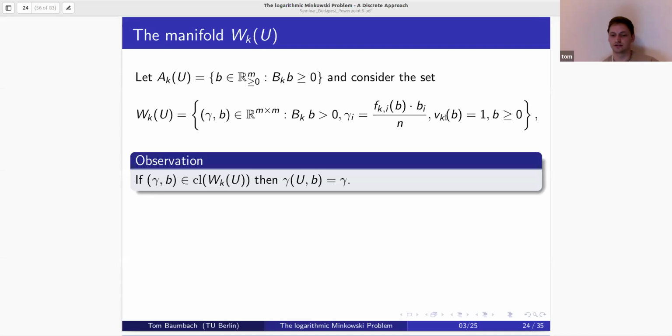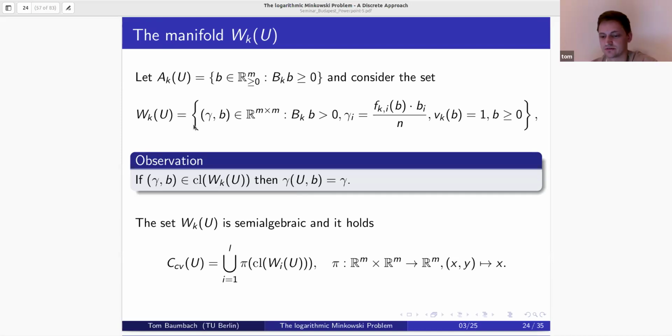Okay, and now a nice observation. If we have a tuple contained in the closure of the set Vk of u, then we know that the cone volume vector with right-hand side b equals gamma. So the set Vk encodes all the important information about the cone volume set. With that observation, we can prove that the cone volume set is the union of projections onto the first factor of these sets Vk. And therefore, since Vk is a semi-algebraic set, since it's defined by polynomial inequalities, and semi-algebraic sets are closed under projections, the cone volume set is also a semi-algebraic set.